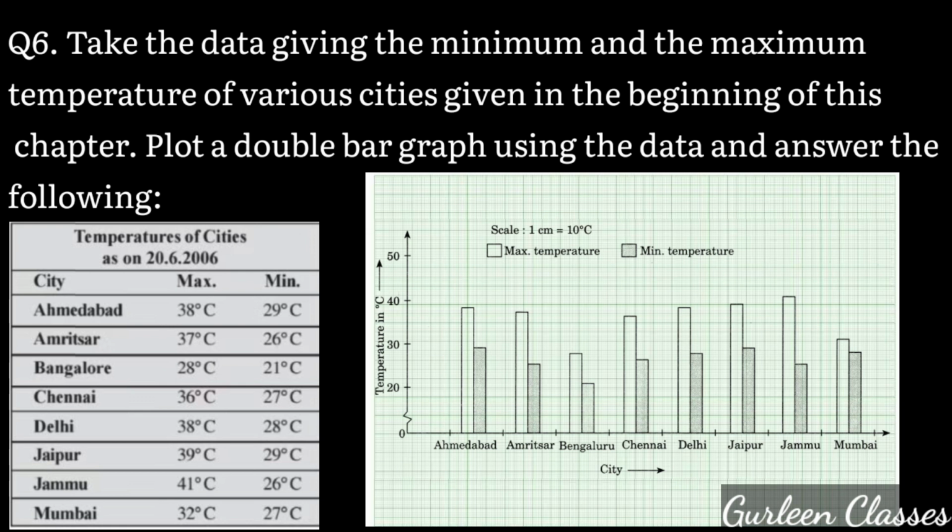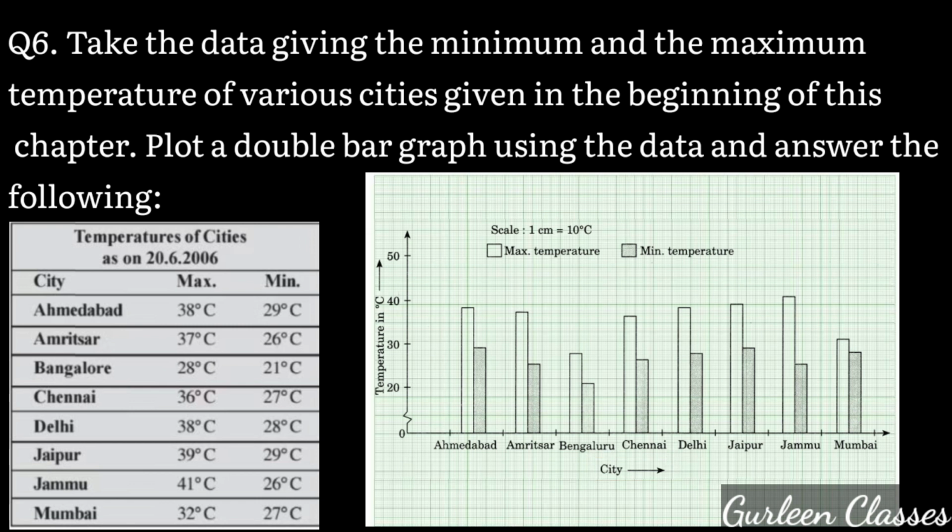See students, you have to choose a scale: 1 cm is equal to 10 degrees Celsius. Highest number here is 41 degrees Celsius. So write the numbers 0, 10, 20, 30, 40 till 50, and temperature in degrees Celsius. On the horizontal x-axis we will write city.